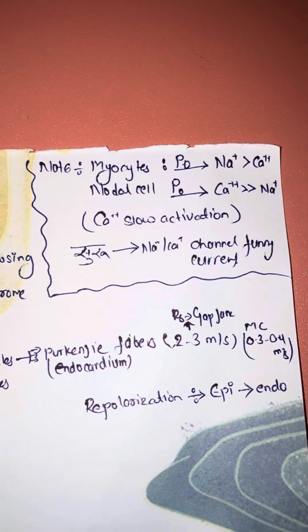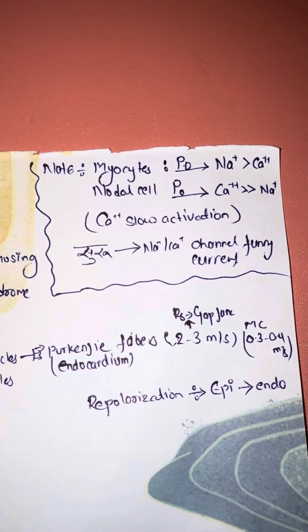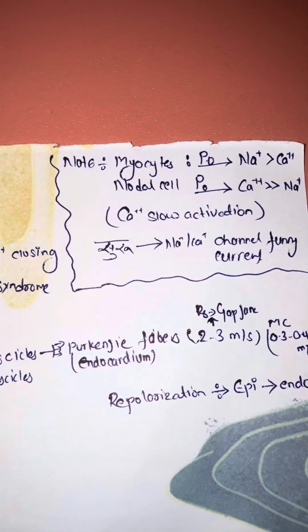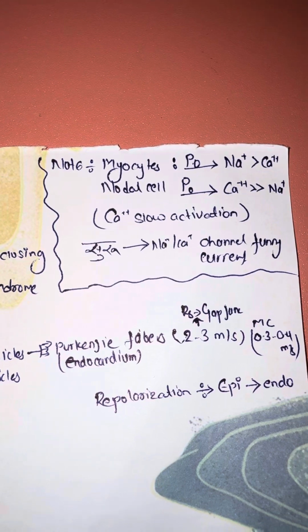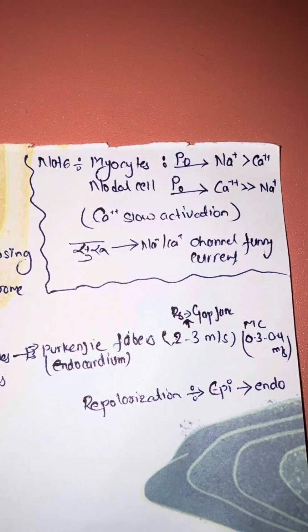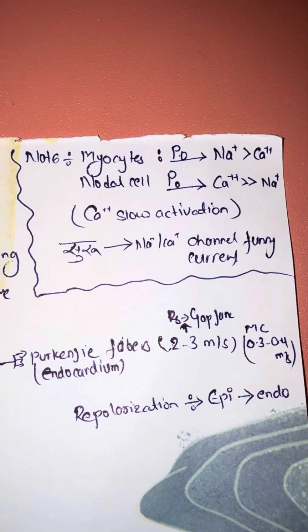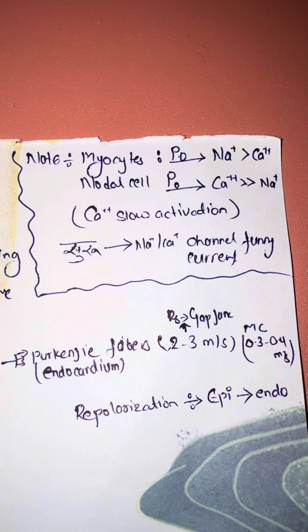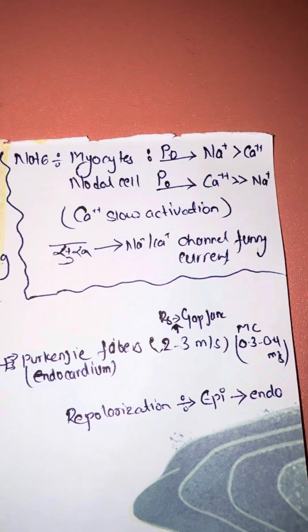If you see the nodal cells, the calcium channels are more dominant than the sodium channels, and the natural property of these calcium channels is that they are slowly activated, and this is the reason why there is a delay in AV conduction. So where does this phase 0 start? In the nodal cells. It starts from the channels named sodium or funny current channels.